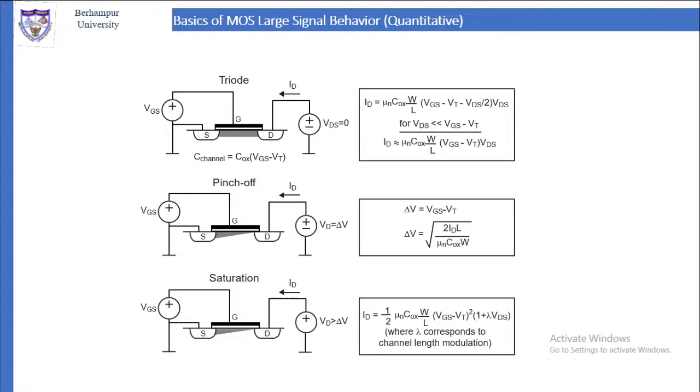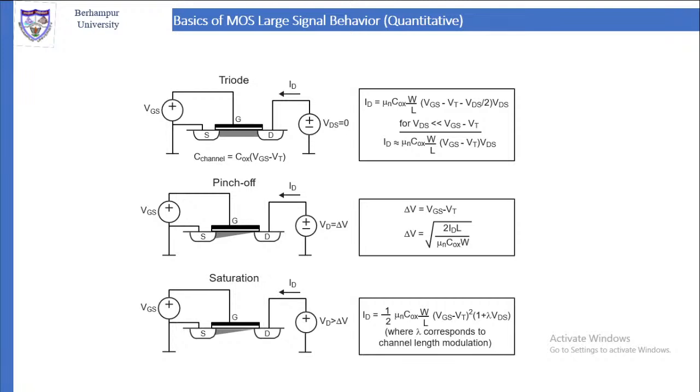This is for VDS much less than VGS minus VT, if VDS is very small compared to the difference between VGS and VT. What is VT? I hope you know. VT is the thermal voltage, due to the temperature at which it is operating. That expression you may be knowing, in terms of k, T and q, where k is the Boltzmann constant.